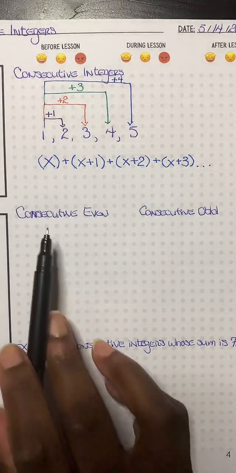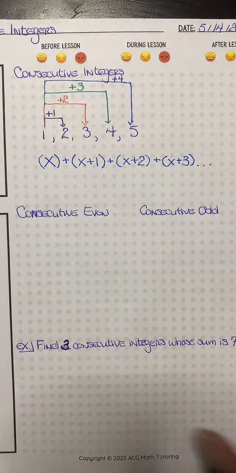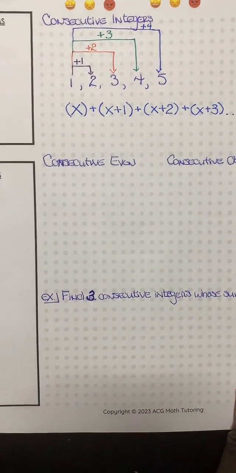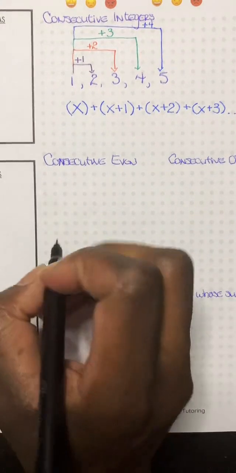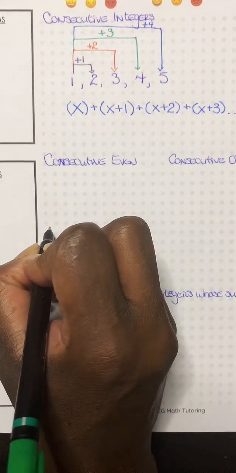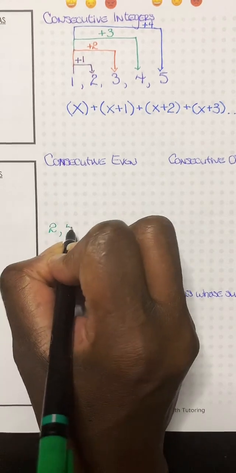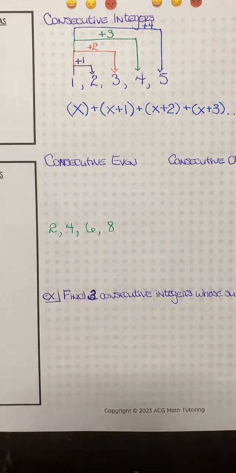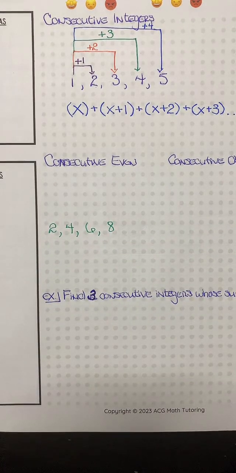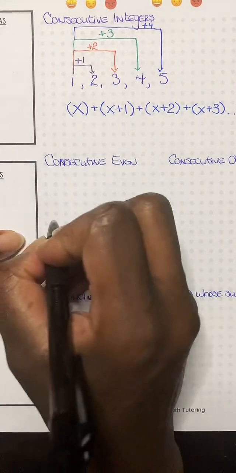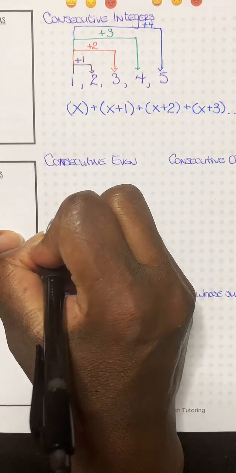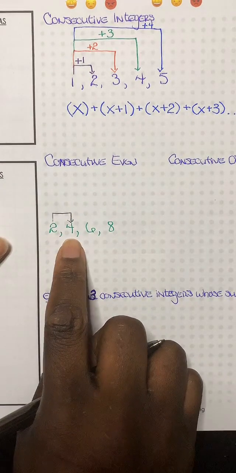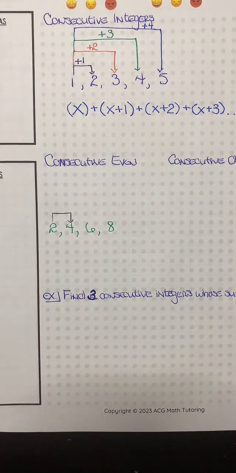Okay. Now, if I'm talking about consecutive even, let's think about those even numbers. Let's keep it simple. Let's start with 2, then 4, then 6, then 8. Going from 2 to 4, how do I go from 2 to 4? Put it in the chat.